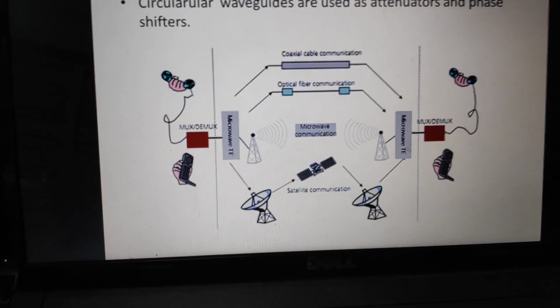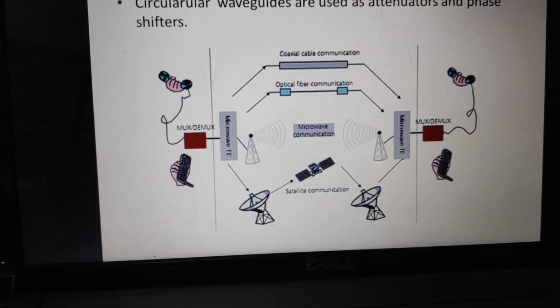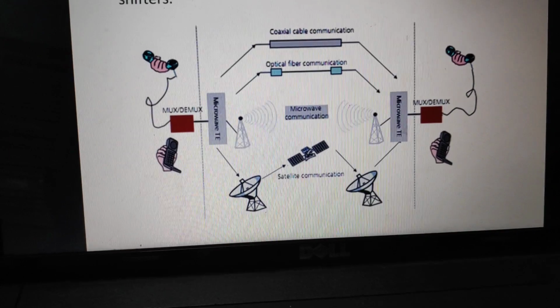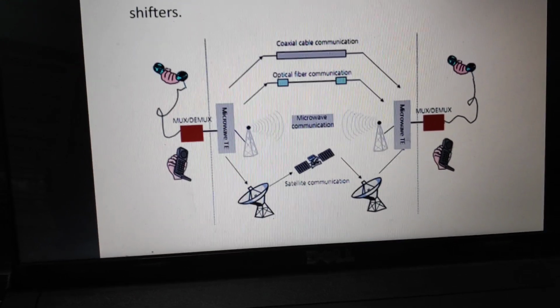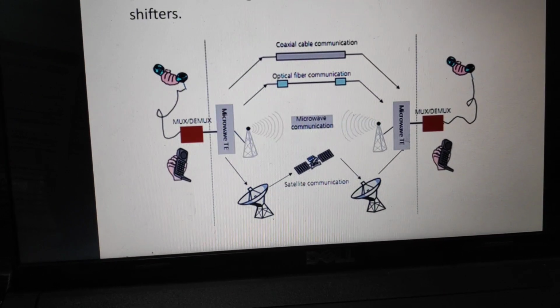Similarly, in mobile communication also, we use different types of small waveguides. So waveguides play a vital role in the transmission line.